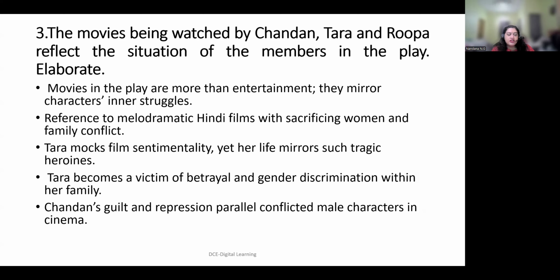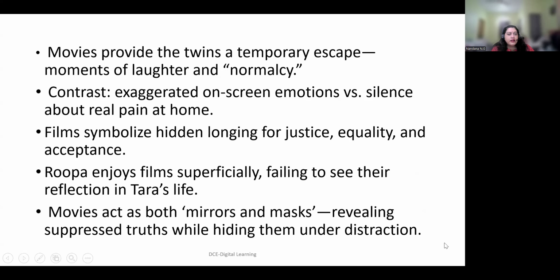Tara becomes a victim of betrayal and gender discrimination within her own family, while Chandan's guilt and repression parallel conflicted male characters in the cinema. Movies provide the twins a temporary escape, a few moments of laughter and normalcy. In contrast, there are exaggerated on-screen emotions versus silence about the real pain at home. The films that the twins watch symbolize hidden longing for justice, equality, and acceptance. Rupa enjoys films superficially, failing to see their reflection in Tara's life. Movies act as both mirrors and masks, revealing suppressed truths while hiding them under distraction.